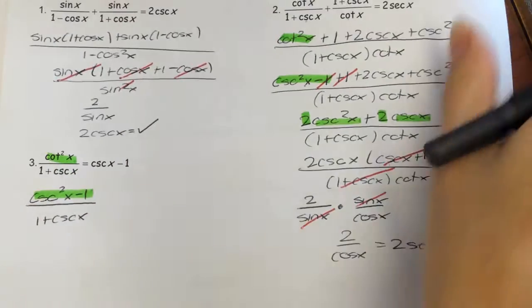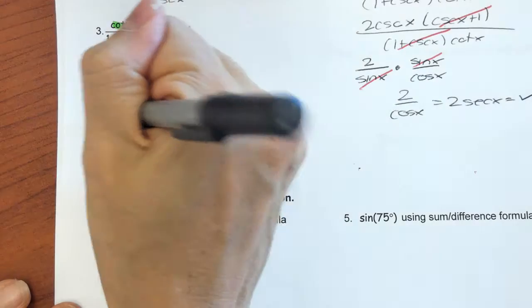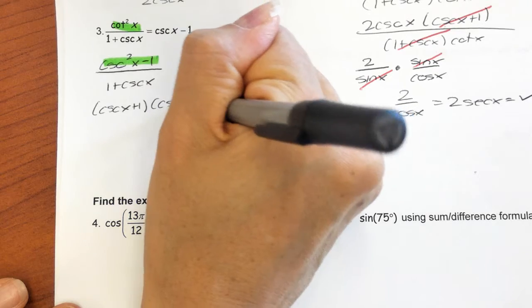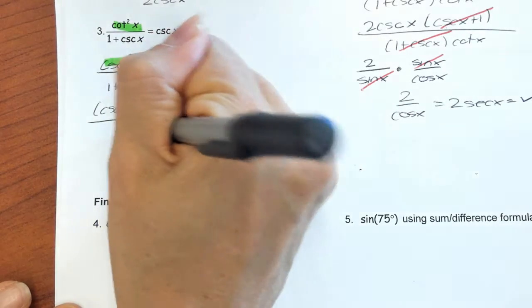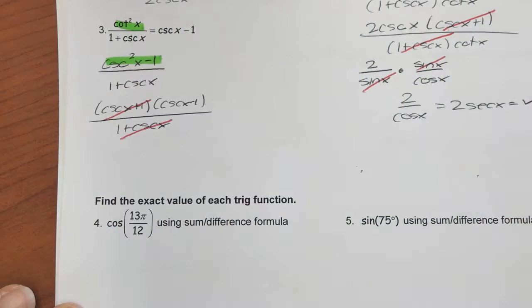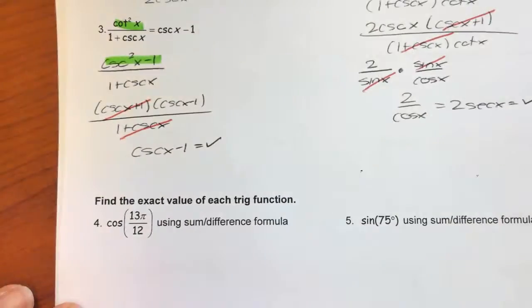The nice thing about a lot of Pythagorean identities is they are difference of squares. So this one is cosecant x plus 1, cosecant x minus 1 over 1 plus cosecant x. Again, addition is commutative, order doesn't matter, those two cancel, and I get cosecant x minus 1, which is what I wanted to get.